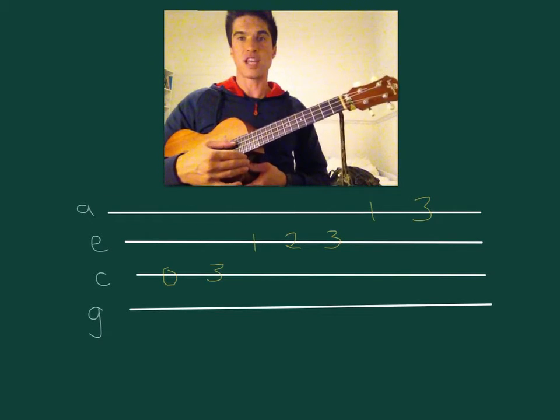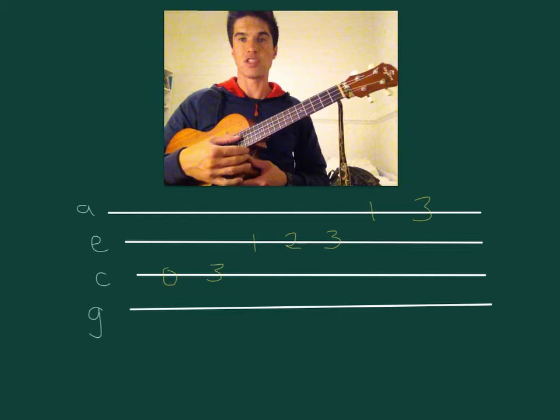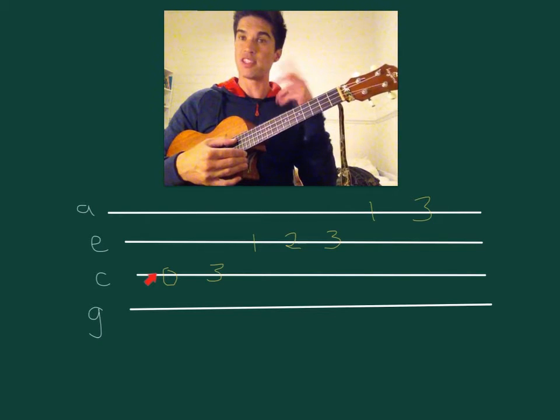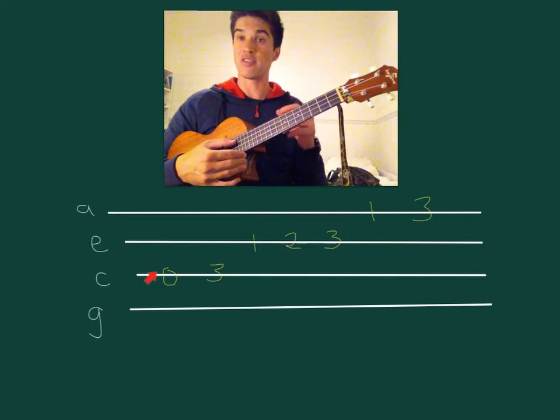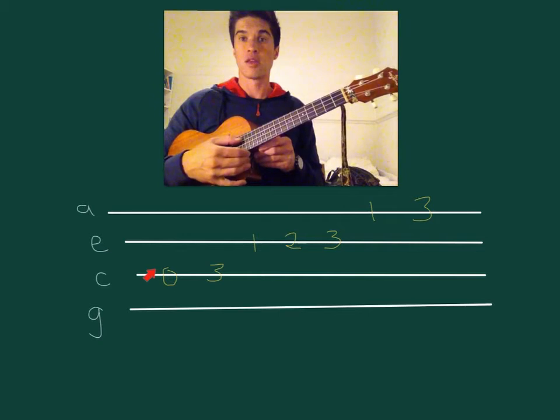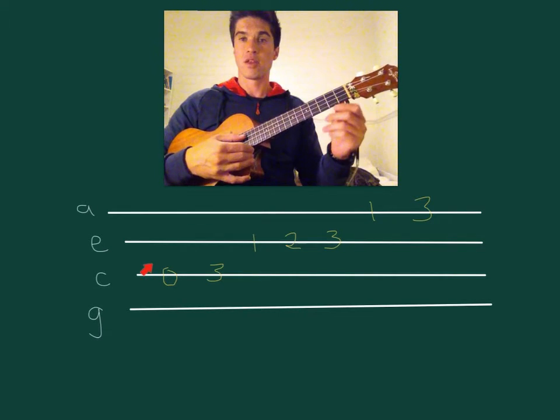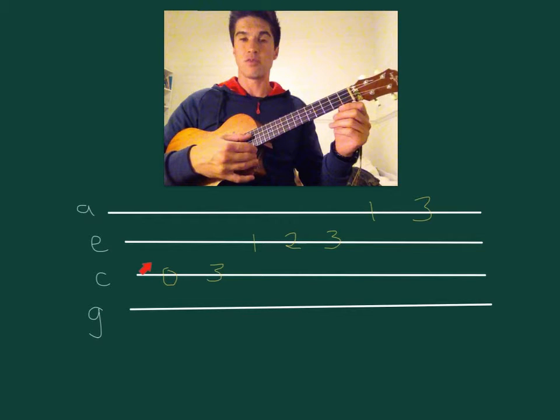So we know that we're going to start on the C string, which is this one. And we know that we're going to start by playing, and there's a 0 there. And the 0 means open. Or you might like to think of it as an O for open. And it's a 0, it means there's 0 fingers. You're putting no fingers on. Okay? So we're starting with the C, that's the first note.